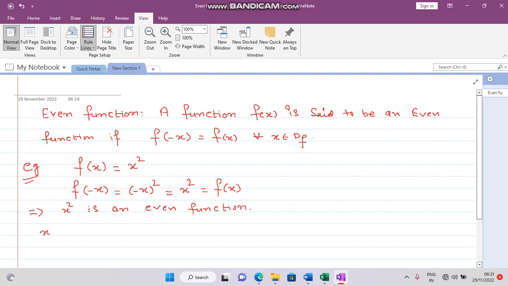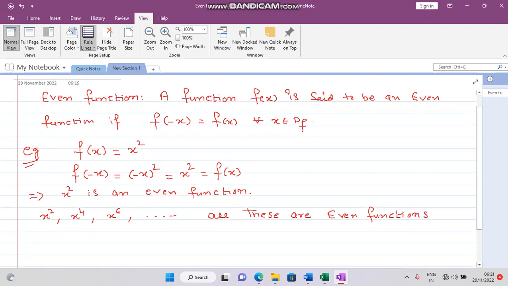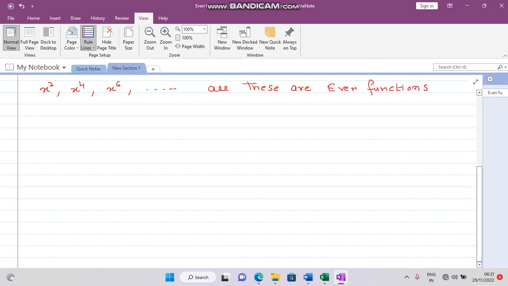So in the list of even functions, we have x square, x to the power 4, x to the power 6. All these are even functions. Now next we graph an even function. Graph of an even function.